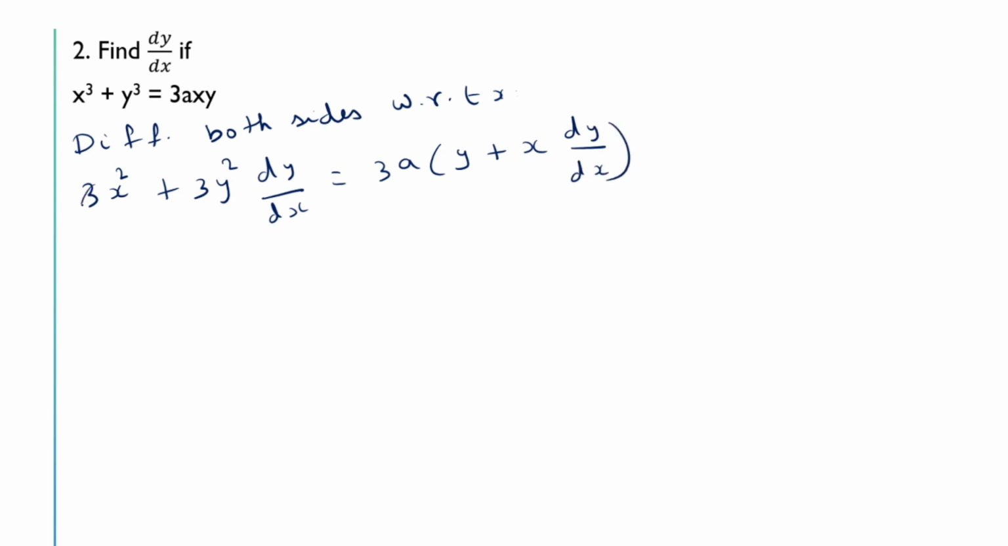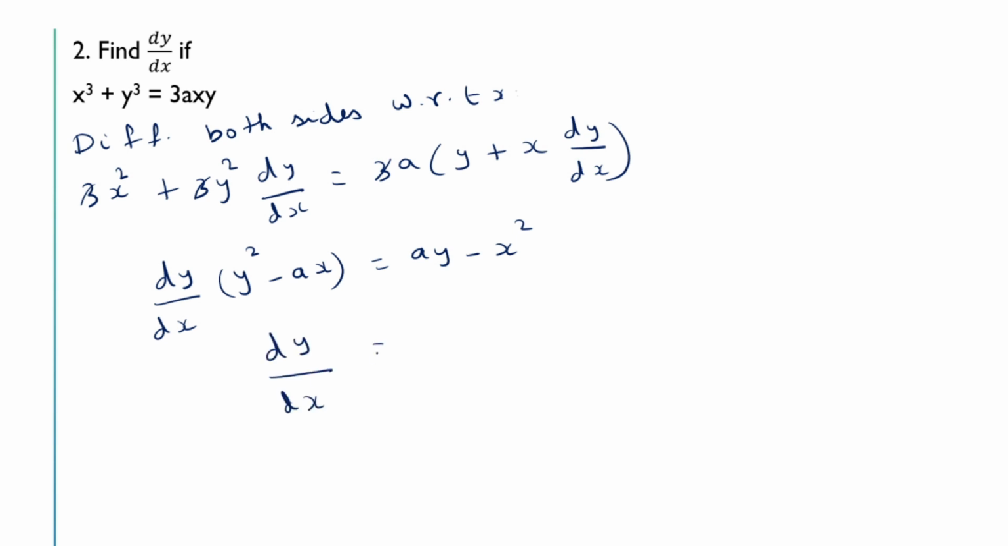Now here 3 is common, so we can cancel 3. Then we can collect all the terms with dy by dx. So dy by dx into y square minus ax equal to ay minus x square. So dy by dx is equal to ay minus x square divided by y square minus ax.